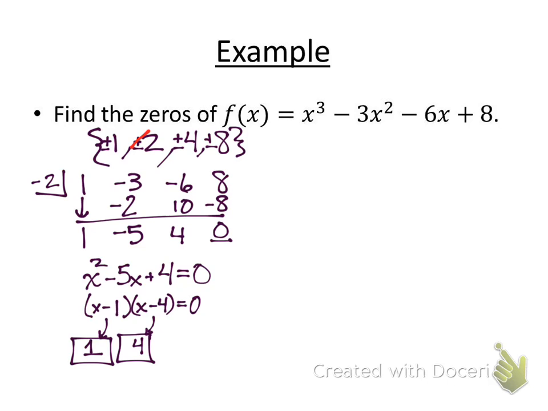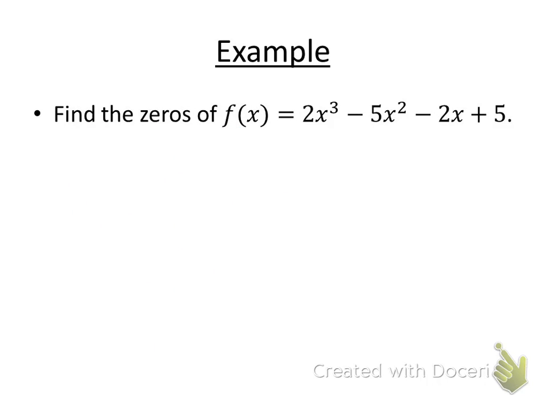We've got to realize we weren't given a 0 this time. It doesn't say find the other zeros. It says find the zeros. So I need to list them all. Negative 2, 1, and 4 are all the zeros, period.